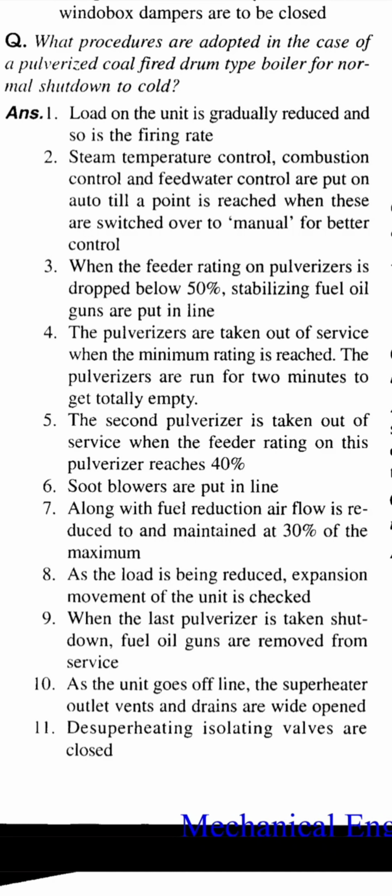Along with fuel reduction, air flow is reduced and maintained at 30% of the maximum. As the load is being reduced, expansion movement of the unit is checked. When the last pulverizer is shut down, fuel oil guns are removed from service. As the unit goes offline, the superheater outlet vents and drains are wide opened. Desuperheating isolating valves are closed.